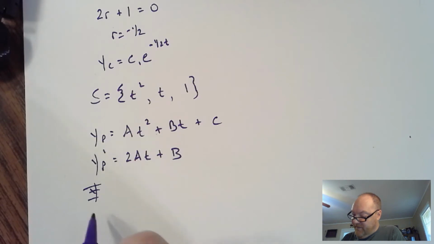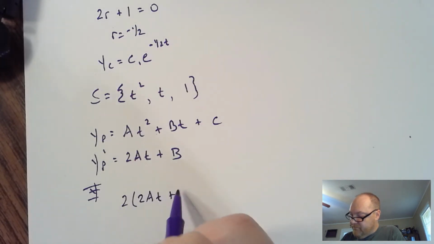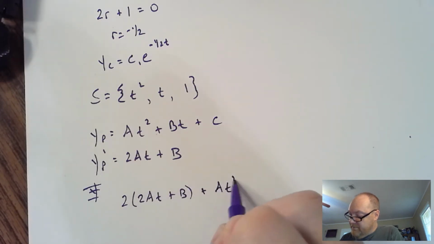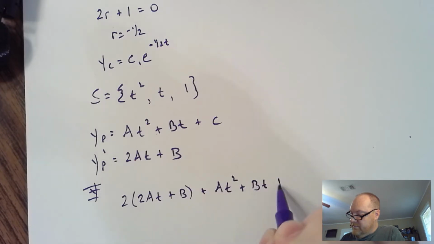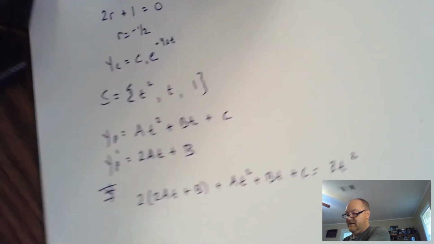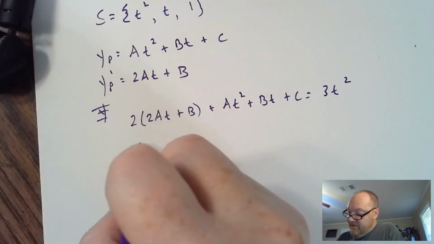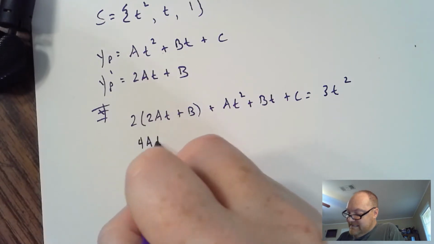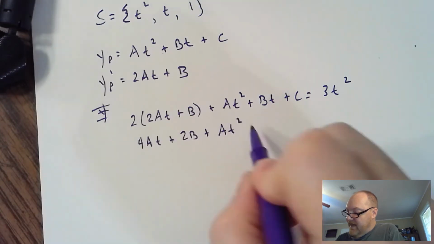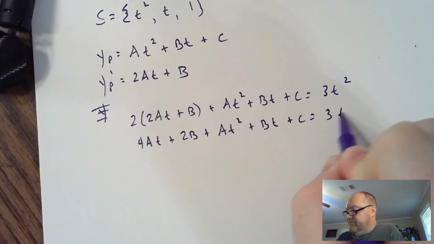So let's fill that in. So I have 2 times y prime plus y, all equal to 3t squared. That's the problem that we actually now want to solve. So let me clean this up a little bit. So I have 4at plus 2b plus at squared plus bt plus some constant.